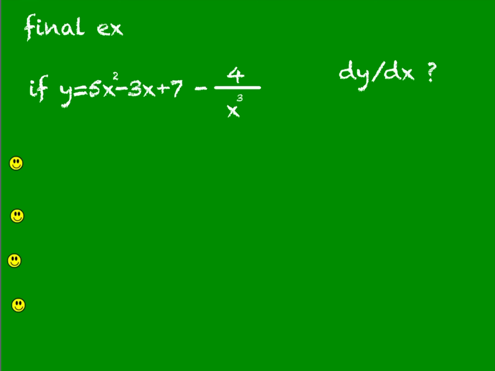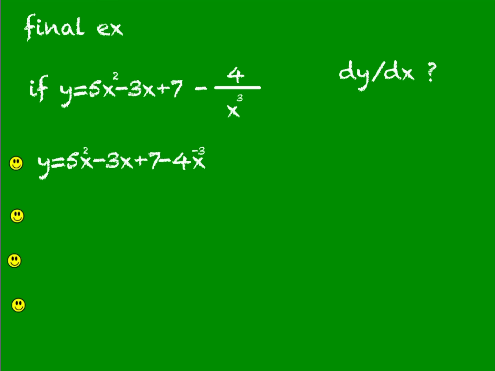Now, the last example is coming. As I said, it covers everything. A question can be asked like that. What is dy over dx? Okay. First, I need to organize this because it should be on the same line. y equals 5x squared minus 3x plus 7 minus 4 times x to the power of negative 3.